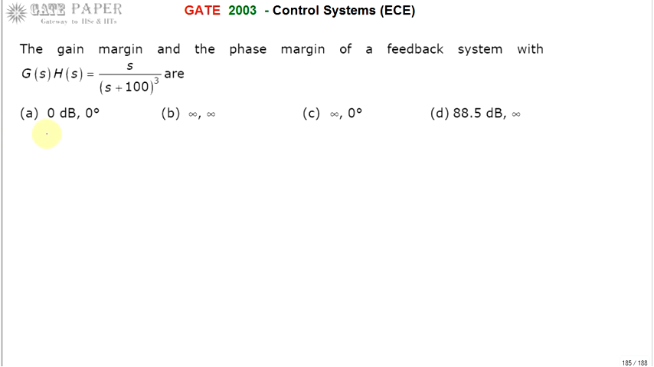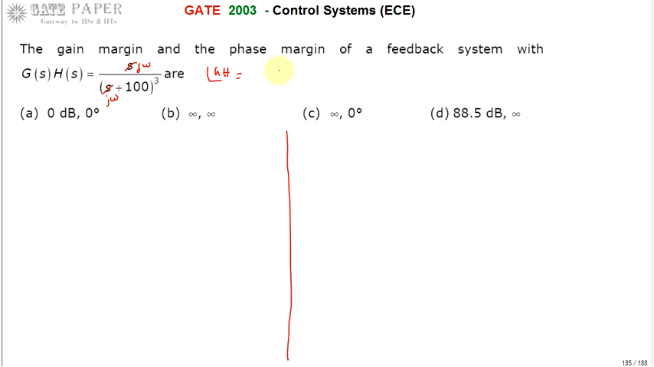First we will define the gain margin and phase margin. Before going for the gain margin and phase margin, we will write the transfer function magnitude as well as phase angle. So magnitude of GH can be written by replacing S with j omega, here also S with j omega.